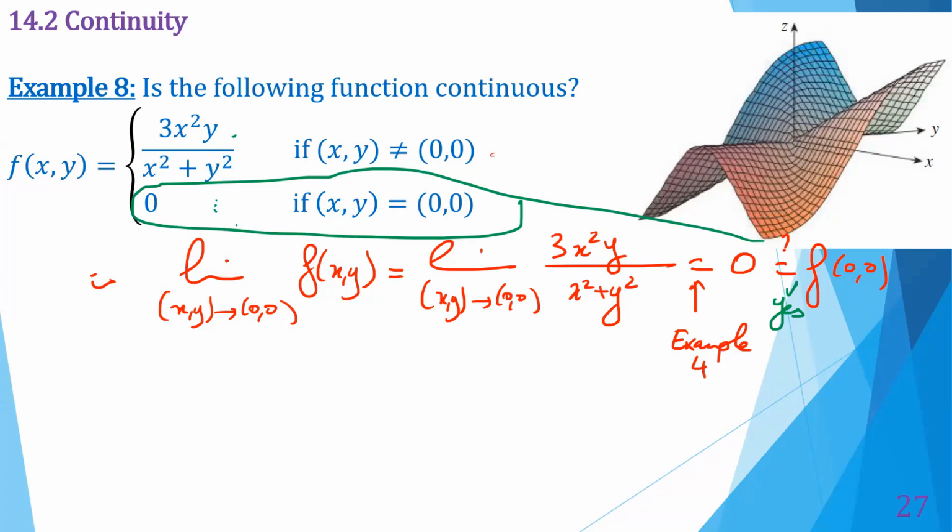Okay? قلنا this function has different expressions depending on the value of the input. هذه نستخدمها فقط لما (x,y) not (0,0). At (0,0) we use this value. So yes, the limit at (0,0) equals the value of the function at (0,0). So we can say that f is continuous on R².